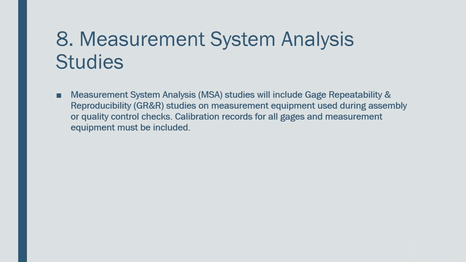The eighth element is measurement system analysis study. It's also called MSA studies. The MSA study will include gauge repeatability and reproducibility (GR&R) studies on measurement equipment used during assembly or quality check controls. The calibration records for all gauges and measurement equipment must be included in the MSA study analysis.